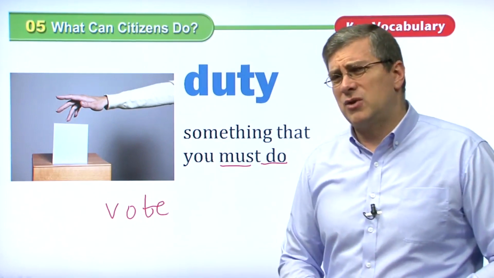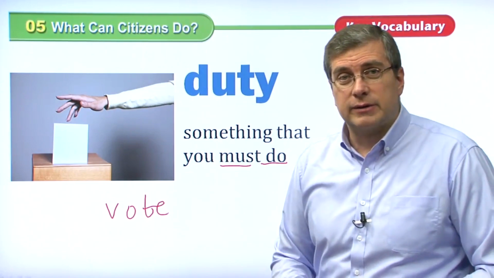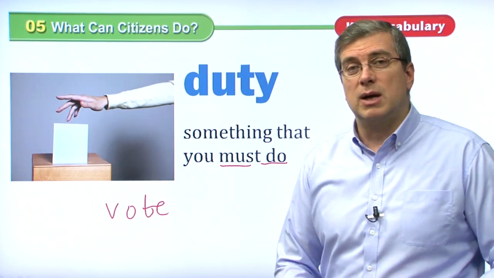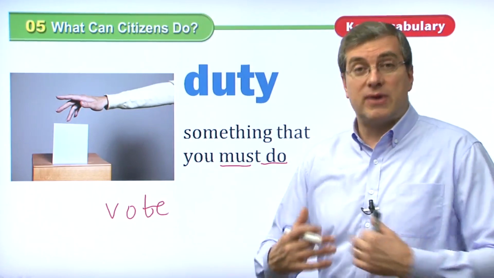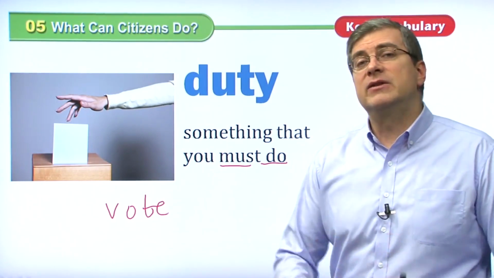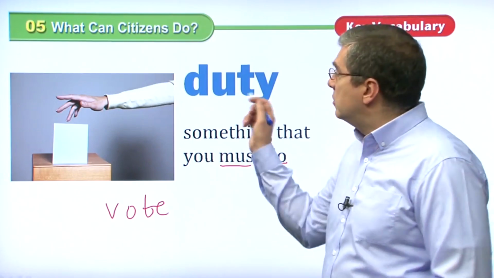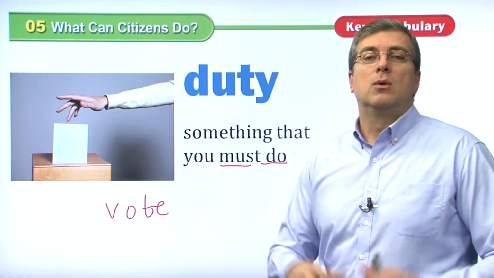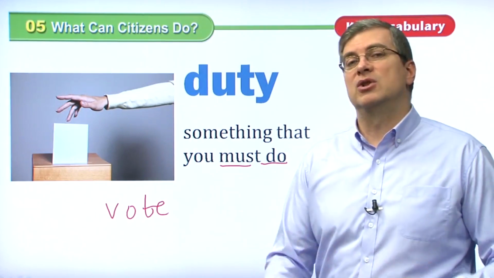Right now, what are some of your duties now? Some of your duties are to obey your parents, to obey your teachers, to study hard. These are things that you must do. It's your duty to take care of your health. It's your duty to take care of the things that you have, to clean your room, to help your family. These are duties that you have. These are responsibilities that you have. Duty and responsibility are very similar. They're almost the same, right? We have responsibilities, we have duties. Things we must do, or things we should do.